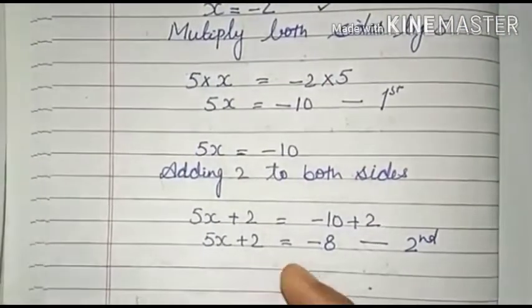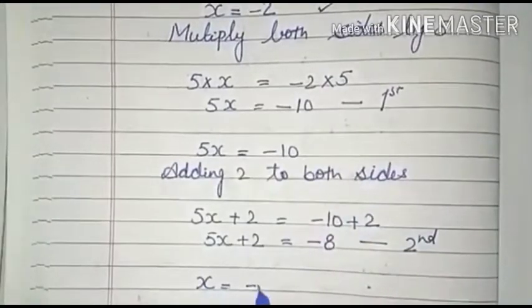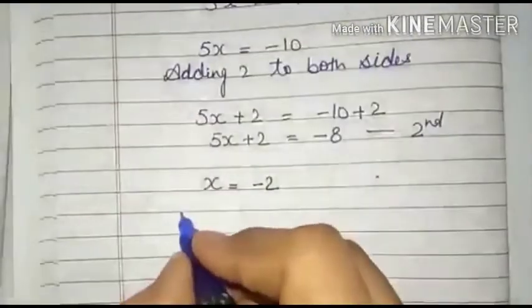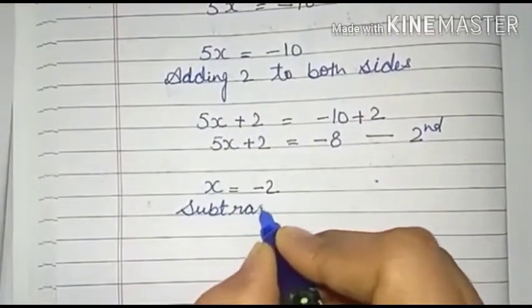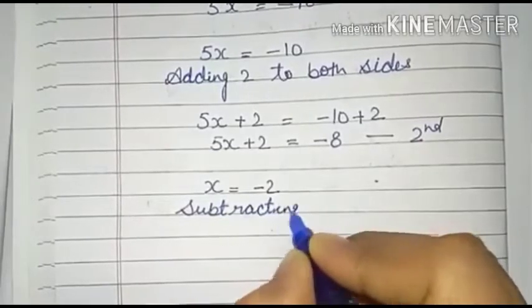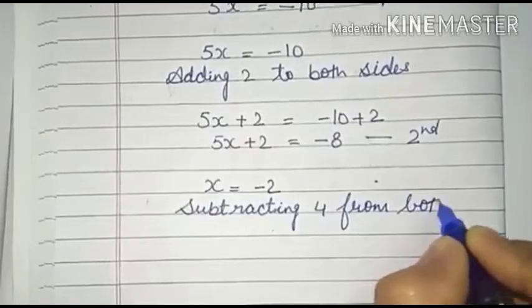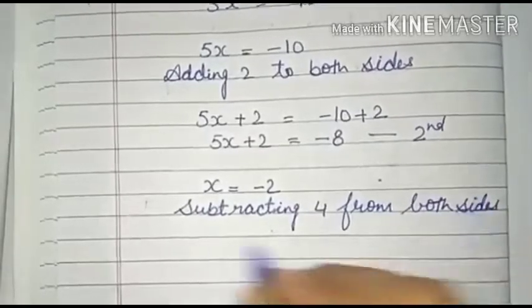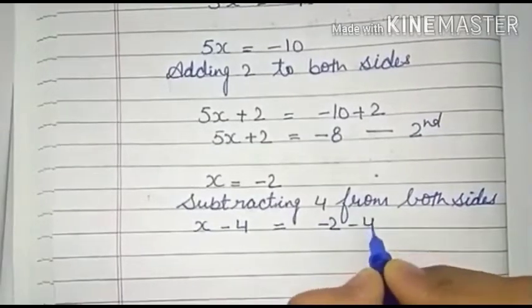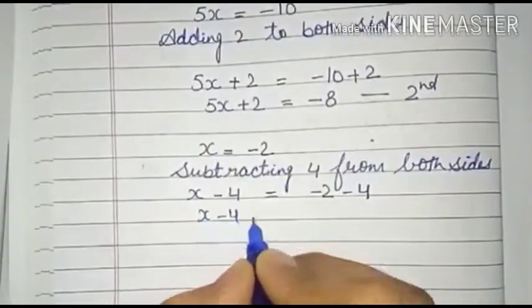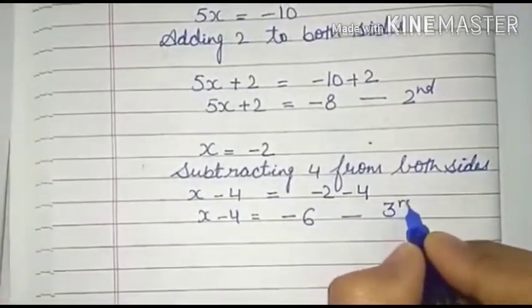So it's your choice. You can continue with this equation, or you can take again x is equal to minus 2, and now anything you can do, subtracting 4 from both sides. So here will be x minus 4, minus 2 minus 4. So x minus 4 is equal to minus 6. This is the third equation.